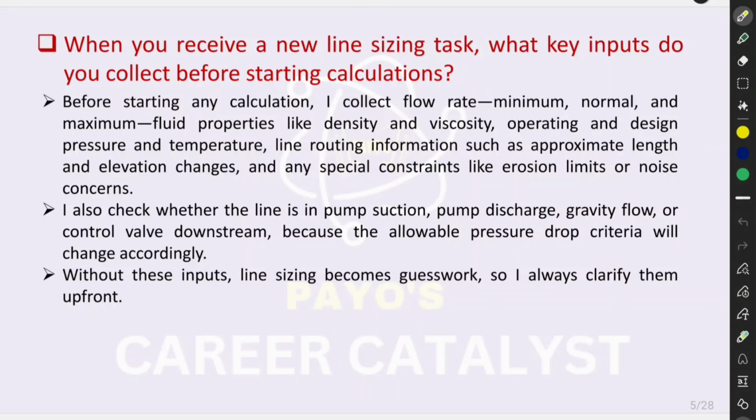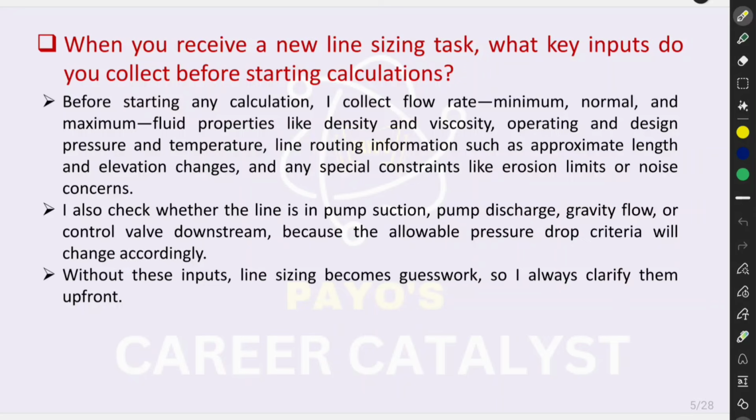When you receive a new line sizing task, what key inputs do you collect before starting calculations? Before starting any calculation, I collect flow rate, minimum, normal, and maximum, fluid properties like density and viscosity, operating and design pressure and temperature, line routing information such as approximate length and elevation changes, and any special constraints like erosion limits or noise concerns. I also check whether the line is in pump suction, pump discharge, gravity flow, or control valve downstream because the allowable pressure drop criteria will change accordingly.